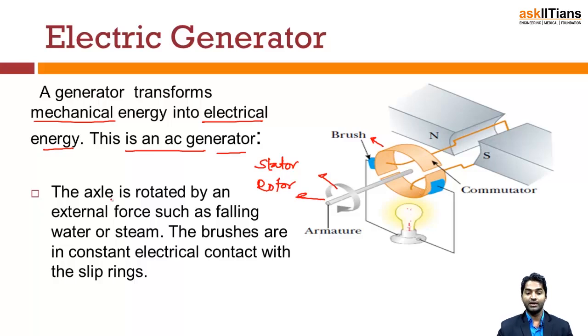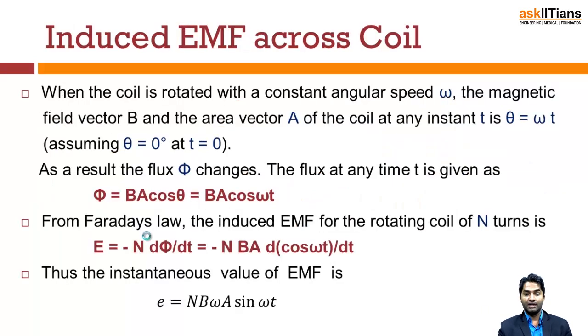So here the axle is rotated by an external force such as falling water or steam. That is the case of a turbine. It may be the case of wind energy, where the rotation of wind is converted into rotation of the turbine. That is the phenomenon of mechanical energy causing induction of electric current, and when that current passes through the resistance there is a potential drop. The point is that these brushes are in electrical contact with the slip rings, as shown here. Now what is the induced EMF across this?